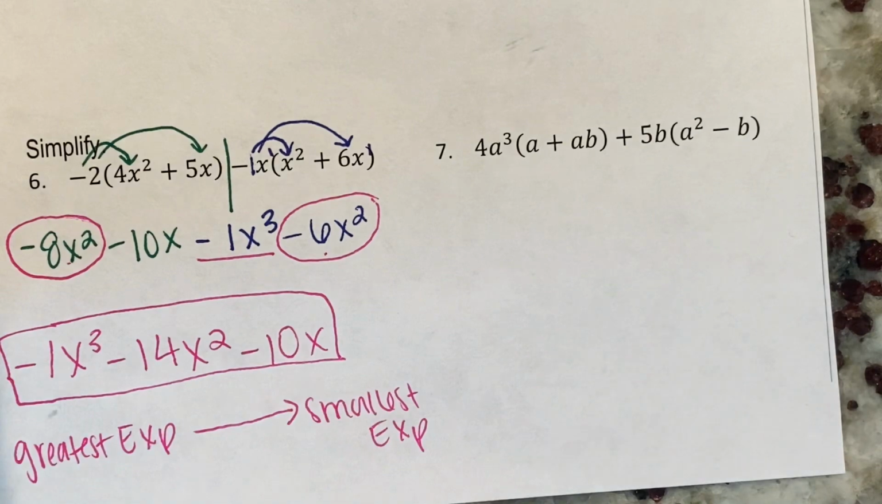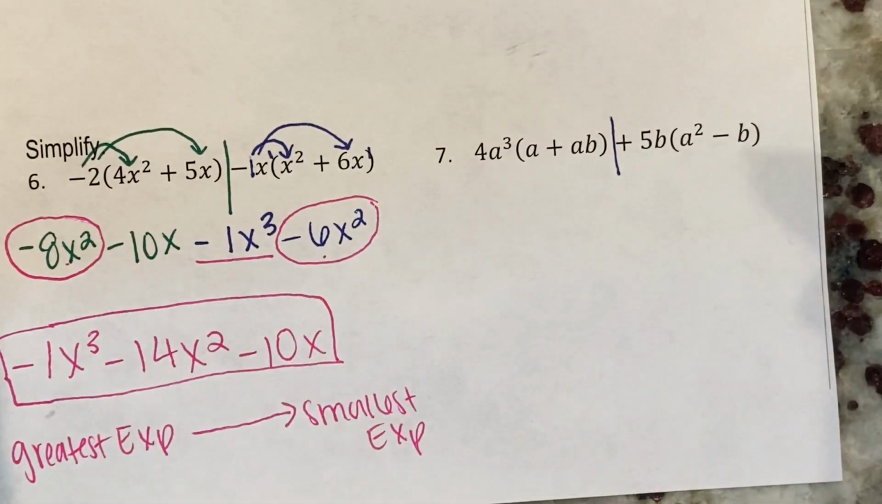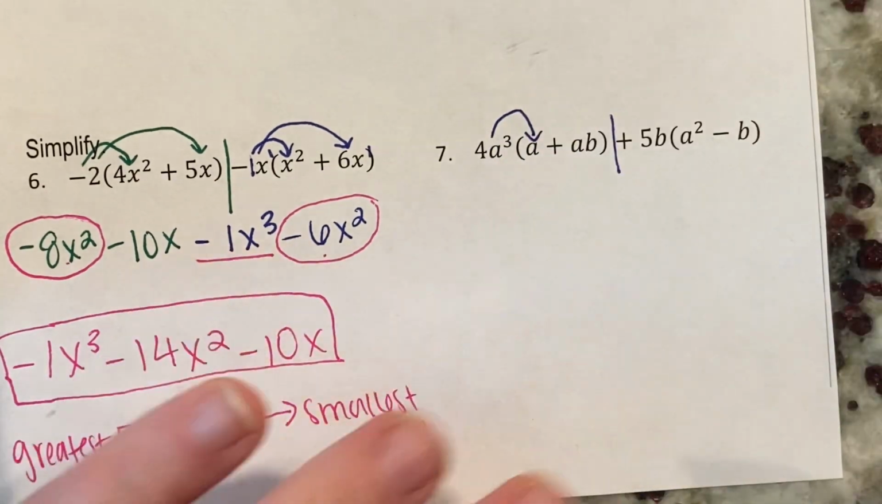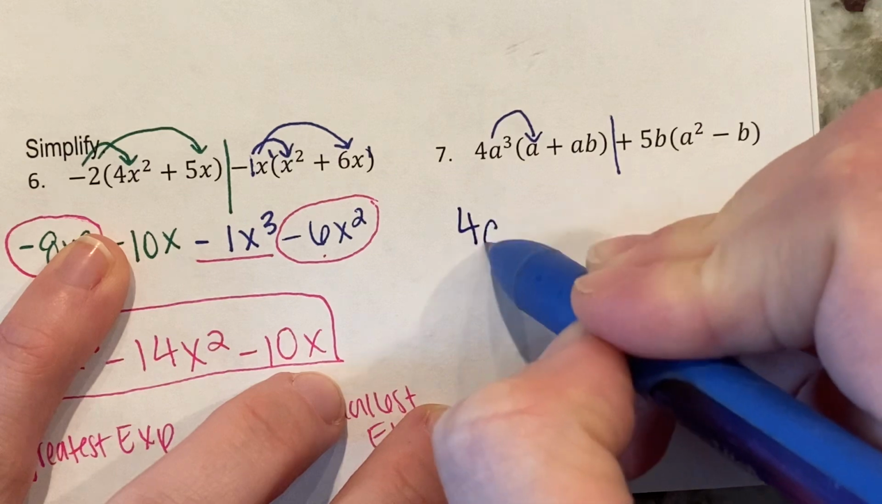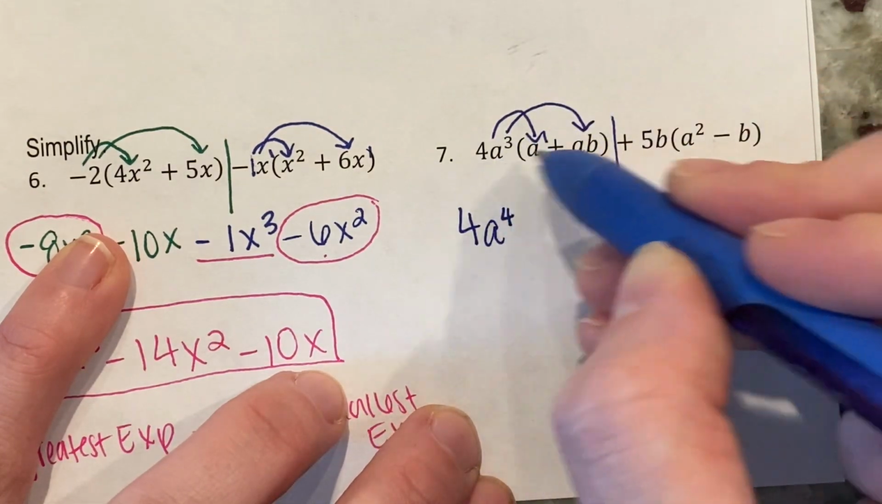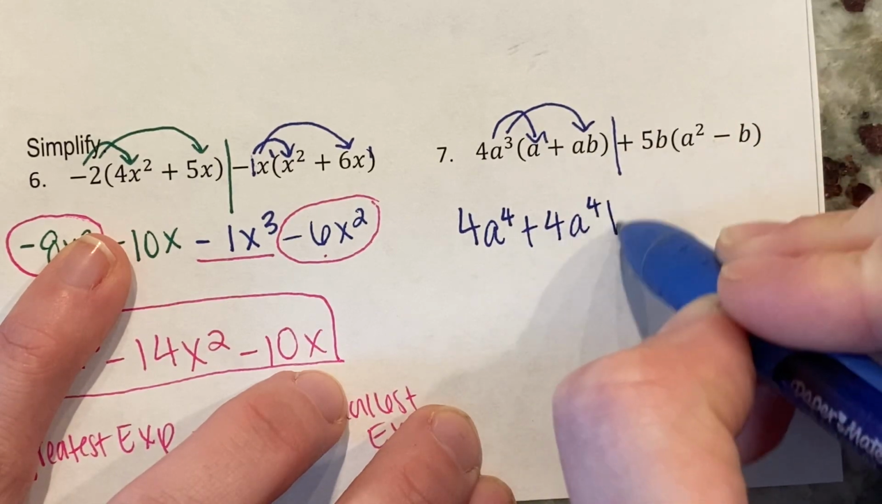All right, last one. Go ahead and pause the video, try it on your own, and then come back and see if you got it right. So here I have 4a cubed. I'm going to multiply it by a, so that gives me 4a to the fourth, because I have 1 here. And then I'm going to multiply 4a cubed times that. That gives me plus 4a to the fourth b.